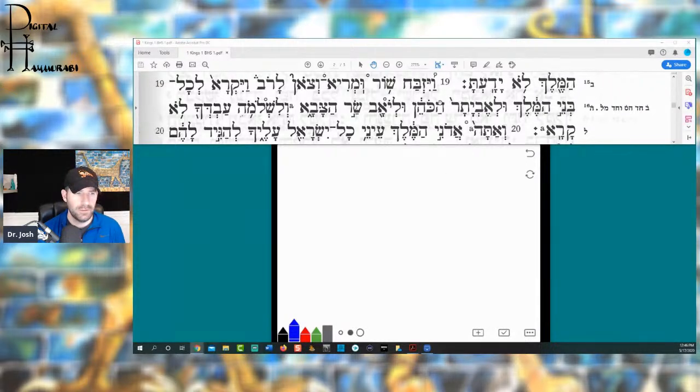Okay, question from Malachi Walker. Is it safe to assume that if I see a composite shva under a guttural, that it's hiding a real shva? Yeah, I mean, a composite shva is a shva. That's what it is.